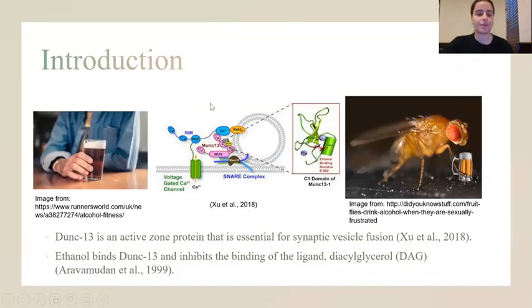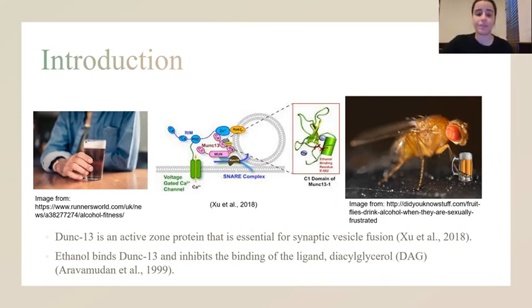Alcoholism is one of the most important psychological problems today. And to study how ethanol changes neural activity and how that reflects on behavior, we used Drosophila melanogaster, which is one of the genetic model systems used to study genetic mechanisms underlying alcoholism.